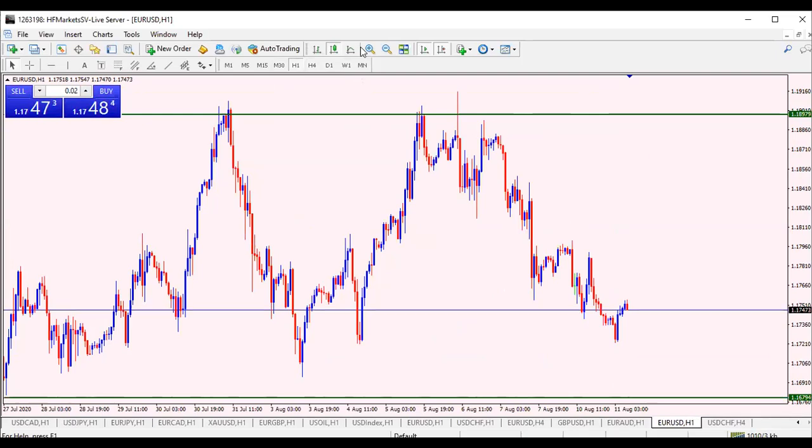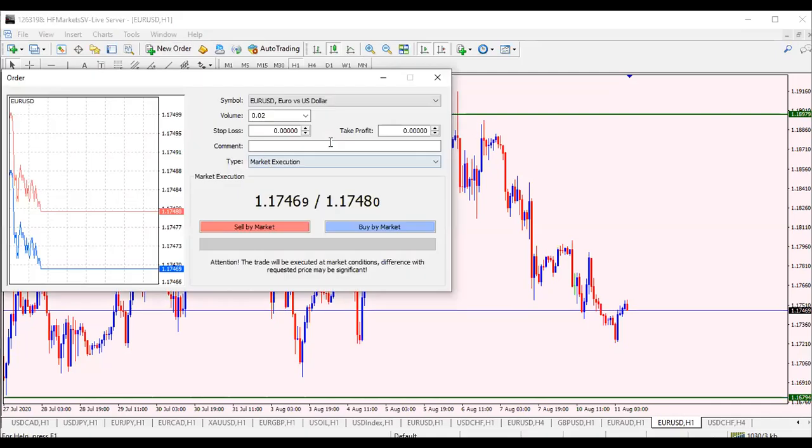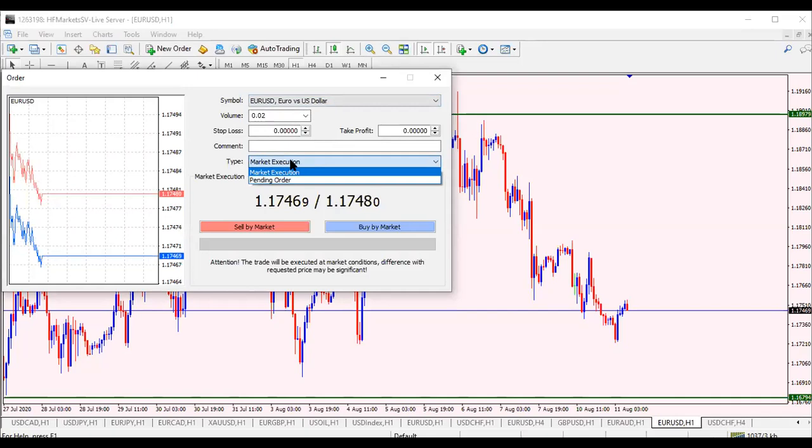Now that's clear, let's talk about the different orders in the market. We have 5 different orders in the market: the buy limit, the sell limit, the buy stop, the sell stop, and what we call the market execution. Now, the market execution.